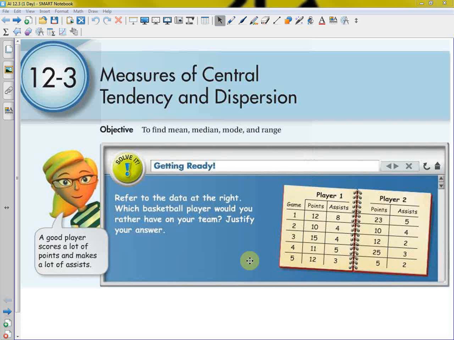Davis's classroom. This is Algebra 1 and today we're going to go over lesson 12.3, which is about the measures of central tendency and dispersion. Today's objective is to find mean, median, and mode, as well as range. So please get started on the warm-up, pause, and proceed once you're finished.